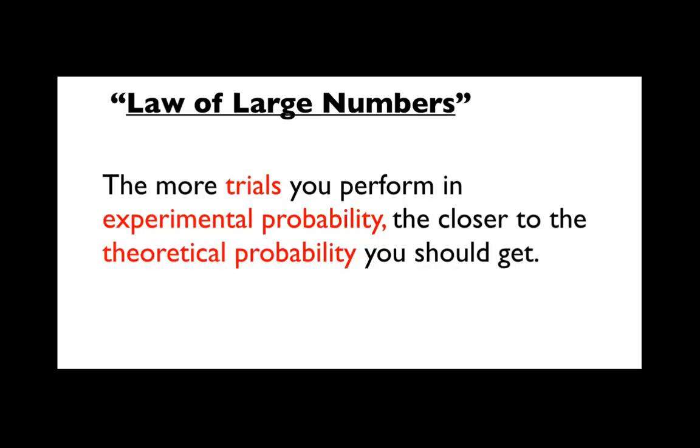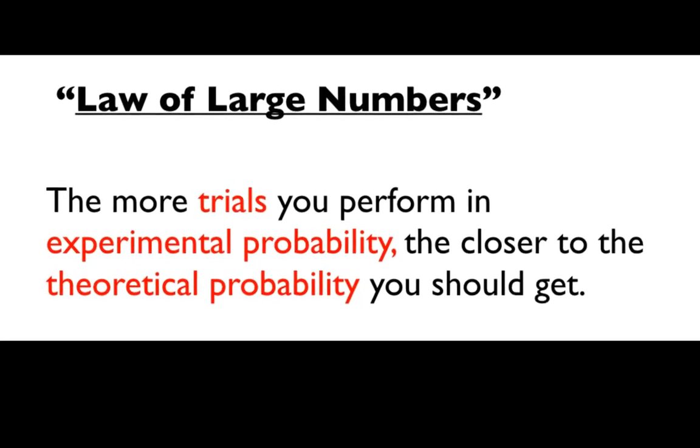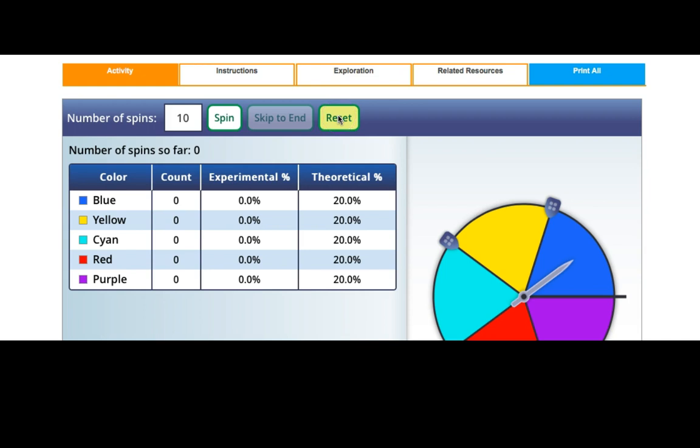So the law of large numbers states that the more trials you perform in experimental probability, the closer you get to the theoretical probability. Okay, so first let's just assume we only spun it 10 times. Let's see the experimental probability versus the theoretical probability. So here we go. For 10, here are the results. 40% of it was blue when we expected 20, 10% of it was yellow when we expected 20. Cyan was right on the dot, 20%, 20%. So was red, but purple was a little short, only 10%.